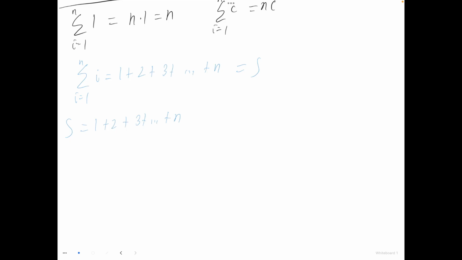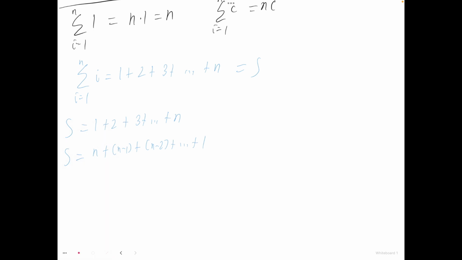I'm just writing S for the summation because it's shorter to write. But now what if I added backwards? So I'm going to just add these terms up, but now in the opposite order. So instead of doing n at the end, I'm going to do it at the first. So I have n plus (n minus 1) plus (n minus 2), and so on to 1. So I'm still adding up the same terms. I'm just doing it backwards. And we talked about how addition is commutative, so I'm getting the same value.